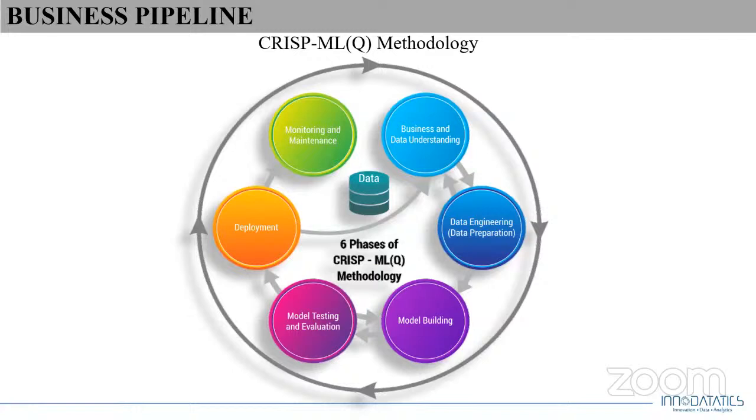I'm Asma, and I'm going to explain the business pipeline, that is the CRISP-ML methodology. The cross-industry standard process for data mining is a process model with 6 phases that describes the data science life cycle. It helps to plan, organize, and implement the data science project. The first step is business and data understanding. This is understanding business needs and understanding what data we have or need. Is it clean or not?